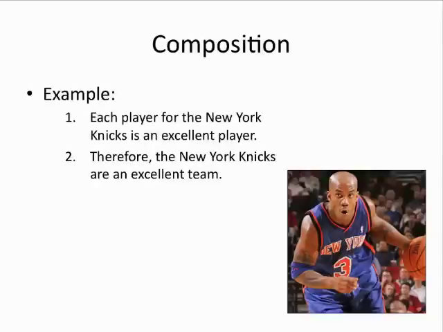Here's another example of composition. Each player for the New York Knicks is an excellent player. Therefore, the New York Knicks are an excellent team. While it's true that virtually every player on the Knicks is highly competent as a basketball player, the team is terrible. This argument commits the fallacy of composition.